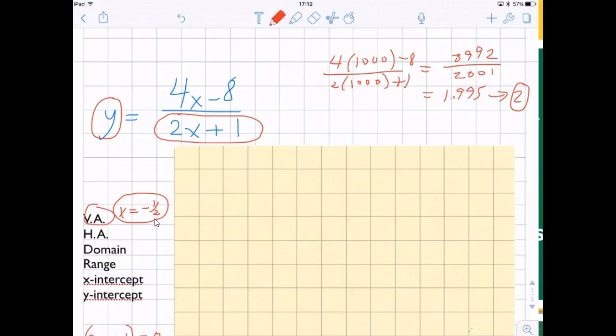Okay? Maybe another way you could do it is you could put in a big negative number in here, like negative 1,000, and we're going to get the same number out, or we're going to approach the same number. So why don't we do that? Negative 1,000, positive 1,000. So we're going to get negative 4,008 divided by negative 1999. And then we're going to use the calculator to figure it out.